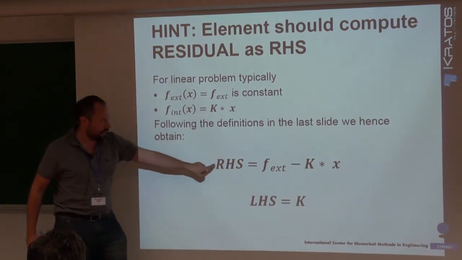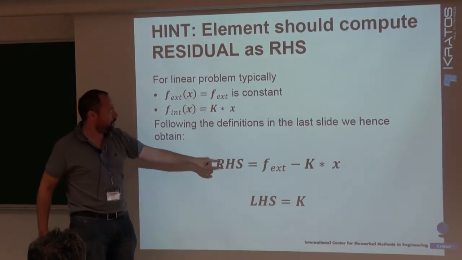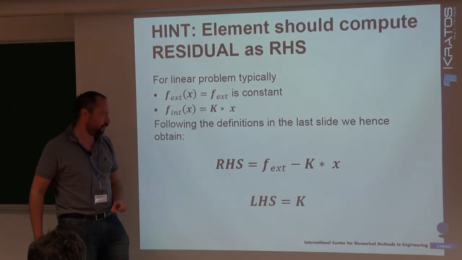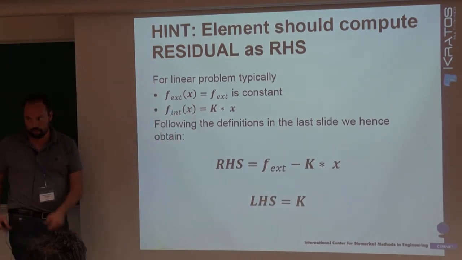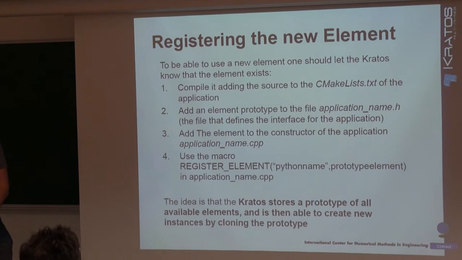But also, if we now take the derivative of this, well, actually it should be a minus here, really, the derivative of this is directly K. So for a linear element, the left-hand side is the standard one. What is non-standard is the right-hand side, which is written in the form of a residual. Really, that's what you need to know to understand this, and that's how you can add a new element.